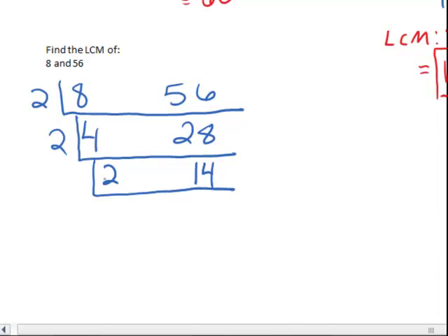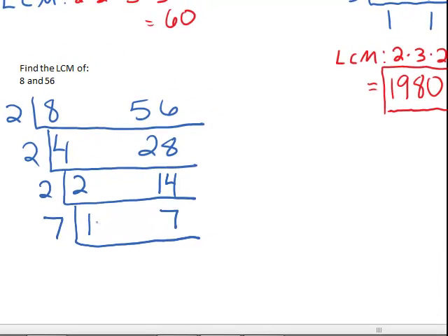Now I'm looking at 2 and 14. 2 goes into 2 once. 2 goes into 14 7 times. Again, we got that 1, so we're done with our first column. But I need to get rid of that 7. Because 7 is prime, I'm going to pick 7. So this first one gets carried down, and 7 goes into 7 one time. Again, we have a row of 1s on the bottom, so we know that we're done.